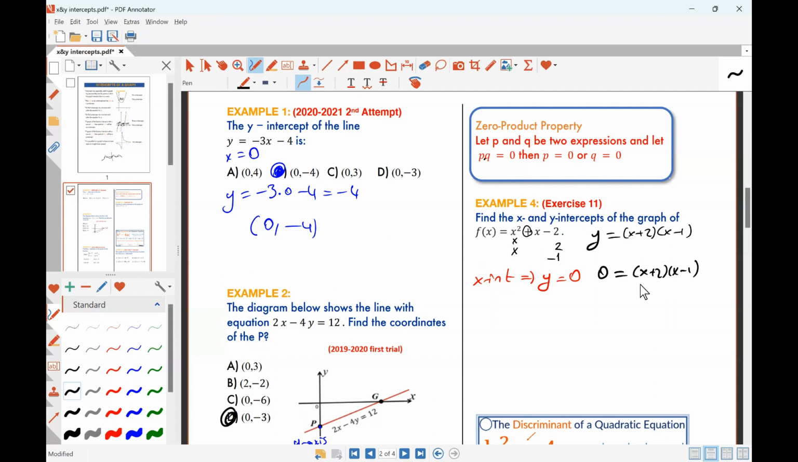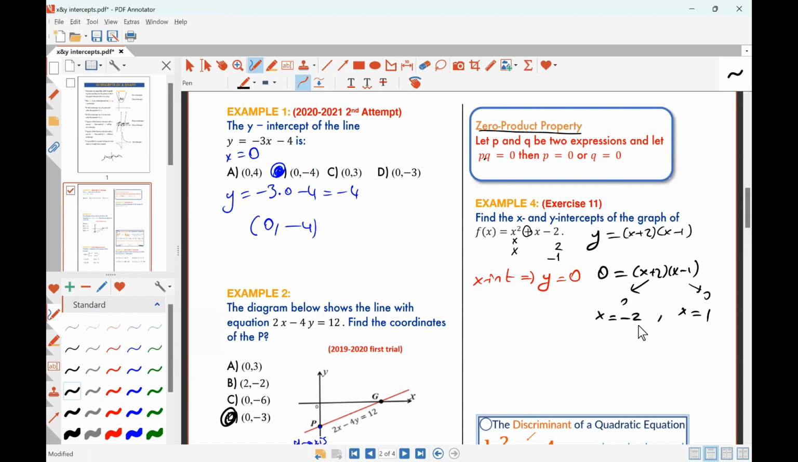Two factors are multiplied by each other, so I will be applying the zero product property. So either x plus 2 is 0 or x minus 1 is 0. If x plus 2 is 0, x is negative 2. If x minus 1 is 0, x is 1. So it turns out to be 2 different x values, so 2 different points.